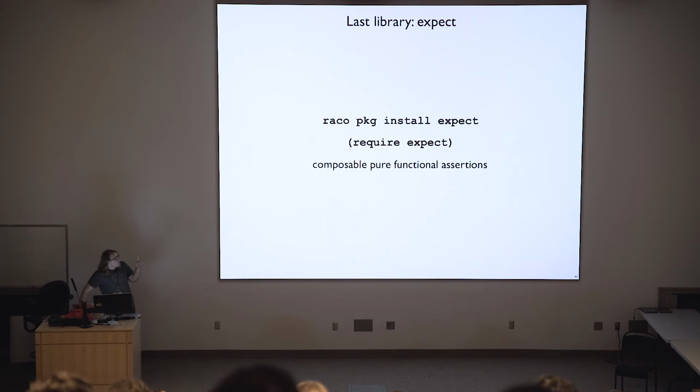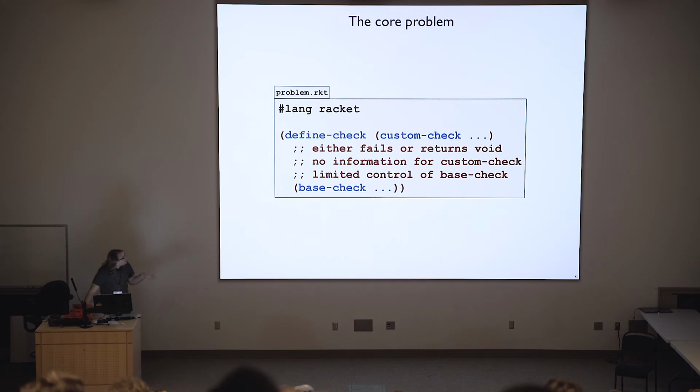Expectations. An expectation is a pure functional representation of an assertion. And the idea is that in RackUnit, the central problem is that the checks don't really give you much information to other checks. It's very hard to cross-communicate and do useful things across multiple checks. It's hard to compose over them and abstract things.